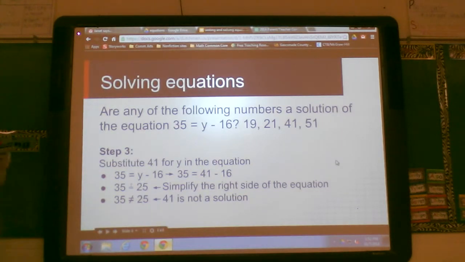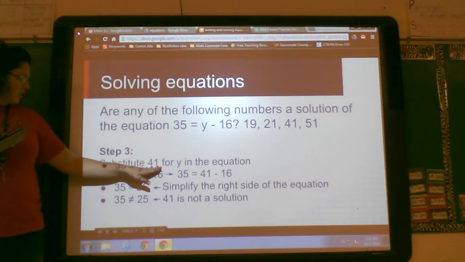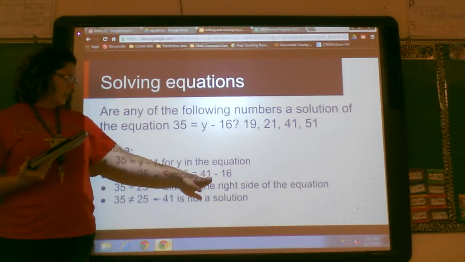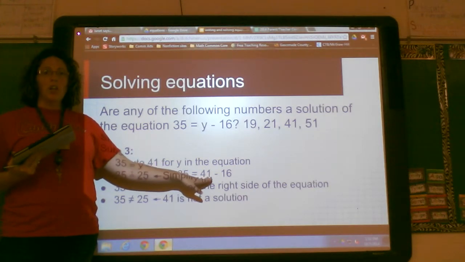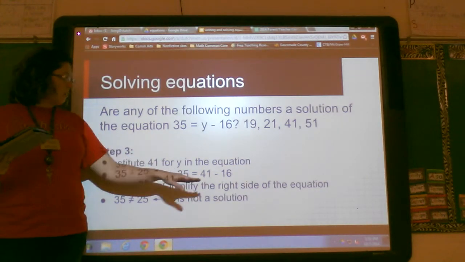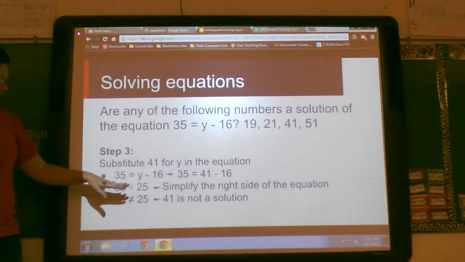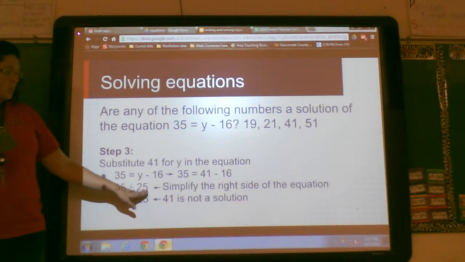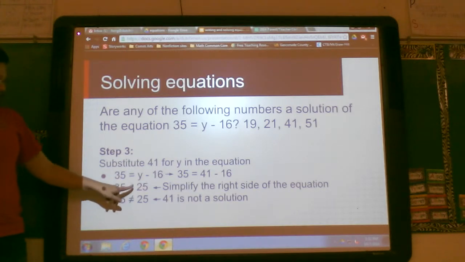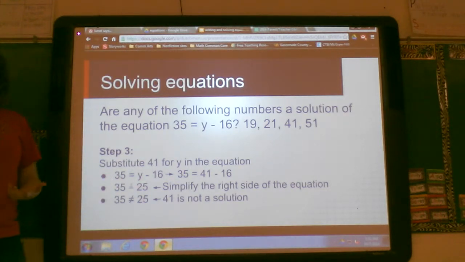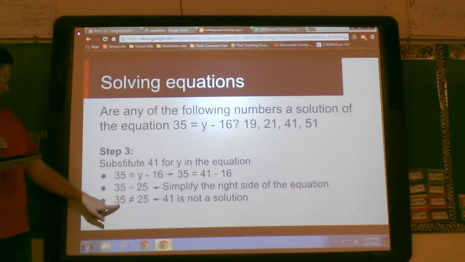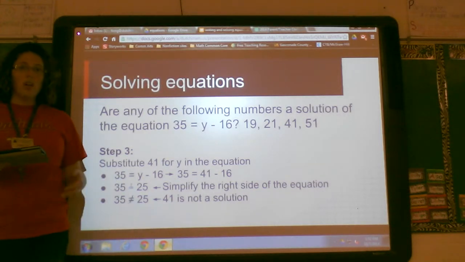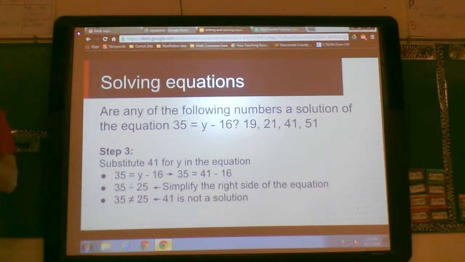Step 3, we're substituting our third number in. So this time we're substituting 41. Here's our original equation. Here's where we're substituting in 41. So now we need to simplify the right side of the equation. So we have 35 equals 25. So we have to find out, does 35 equal 25? And it does not. 35 does not equal 25. So 41 is also not a solution.